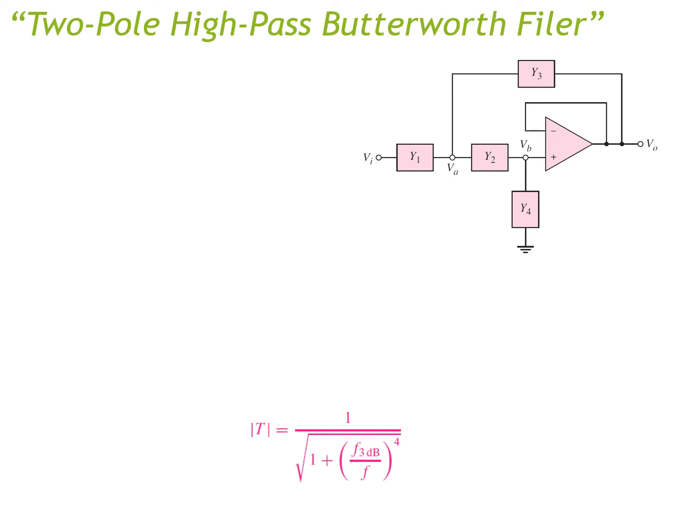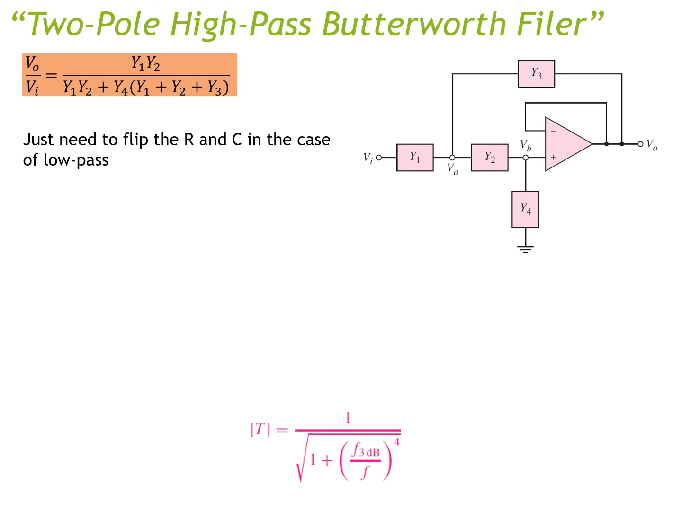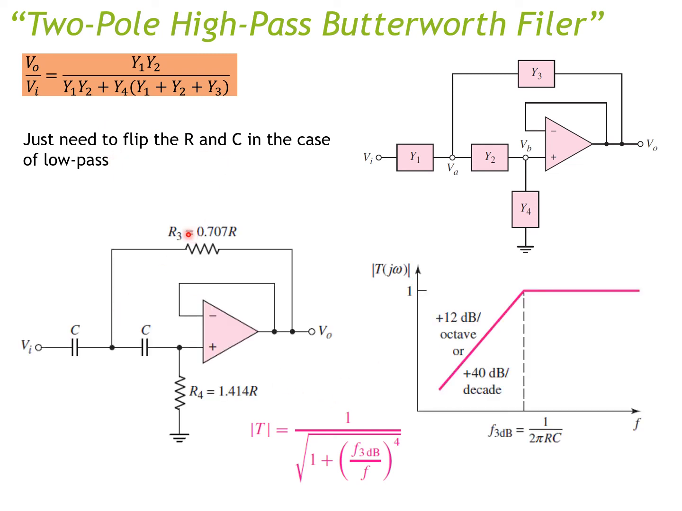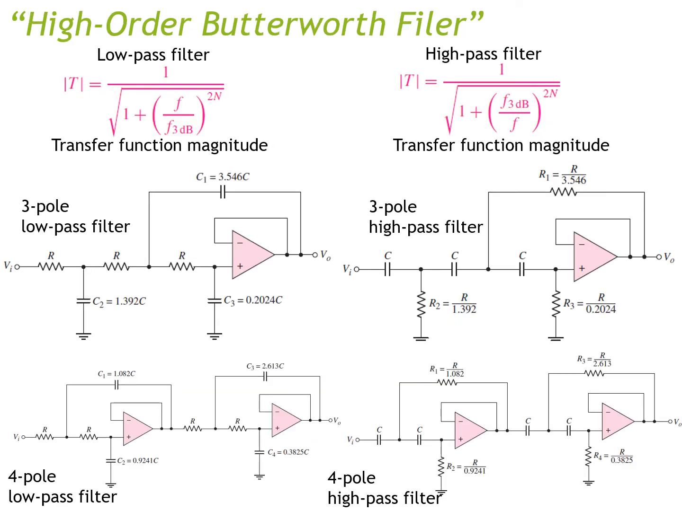Now we are considering the high pass Butterworth filter. This one is even easier. As I said before, you can basically just flip the position of R and C. So now this is the circuit for your high pass Butterworth filter with 2 poles, and as you can see here, the slope is 40 dB per decade. You flip the position of f and f 3 dB to get your equation for the magnitude of the transfer function.